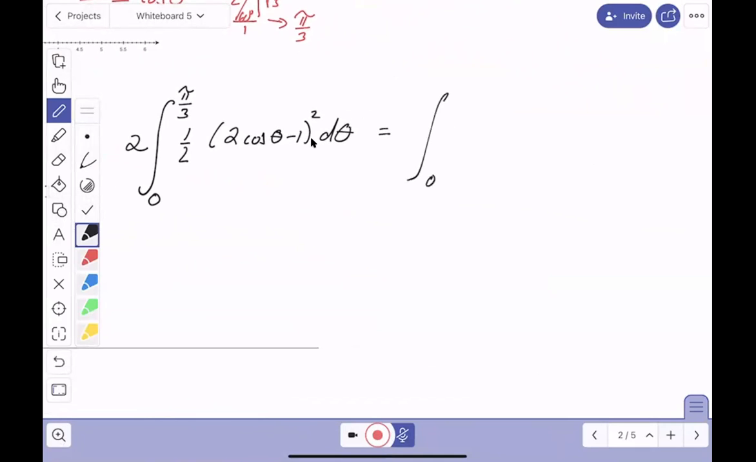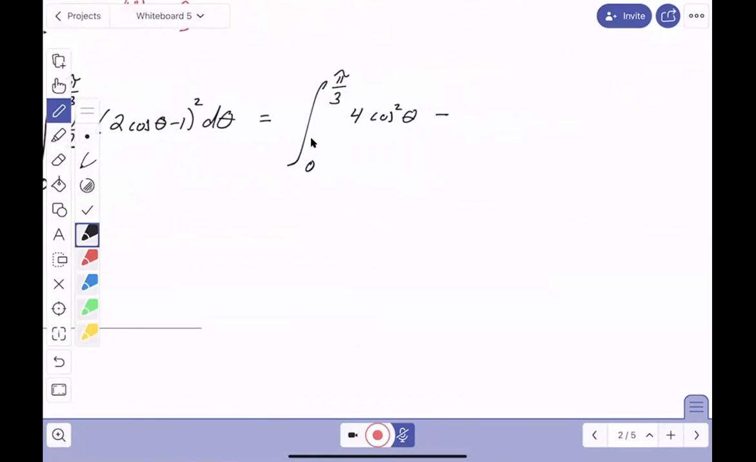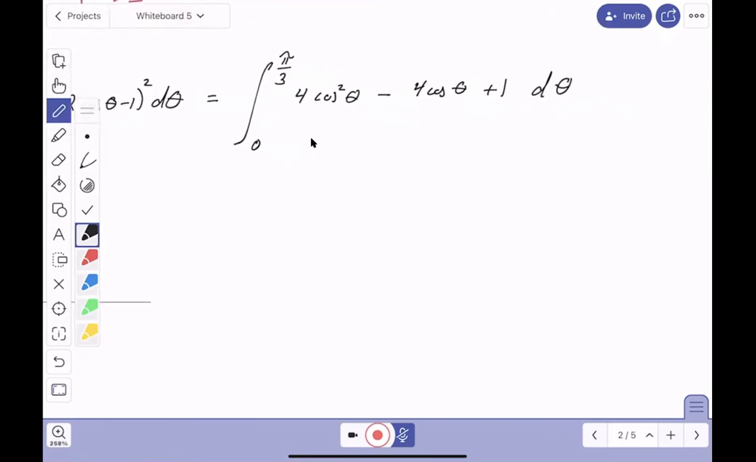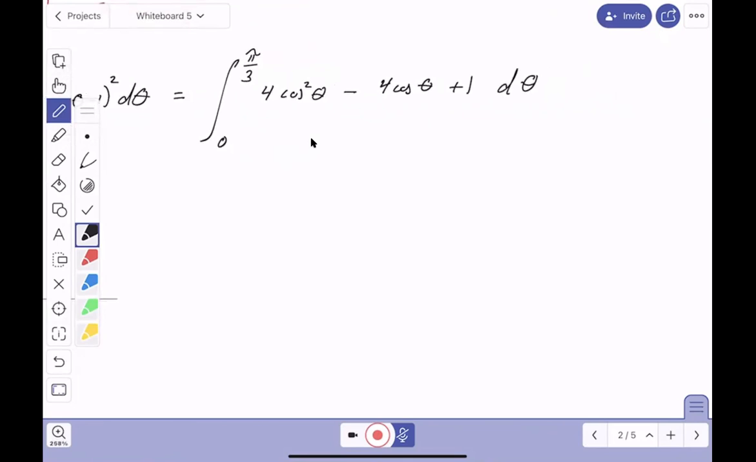It's going to be the integral from 0 to pi/3. I have to square that. What do you get? 4 cosine squared theta. Oh boy, I got to do this now, right? Minus 4 cosine theta plus 1 d theta. All right. Now, probably the only thing that's going to really cause me struggle there is that cosine squared.